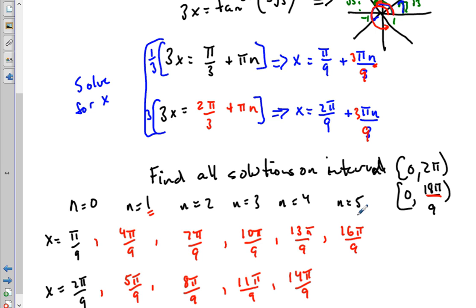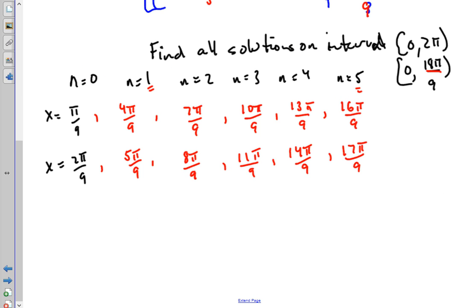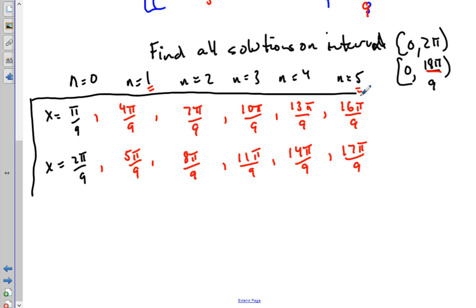Just to verify, put in the 5. 5 times 3 is 15. 15 plus 1 is 16 pi over 9. And this is going to be 17 pi over 9. We are done. Let's count: 1, 2, 3, 4, 5, 6, 7, 8, 9, 10, 11, 12. What do you know? Bada bing, bada boom. These are our solutions, 12 of them, just like we guessed. These are all the solutions that we have here.